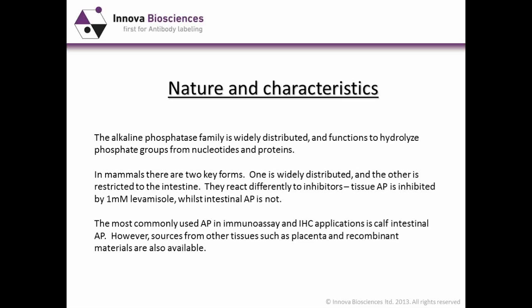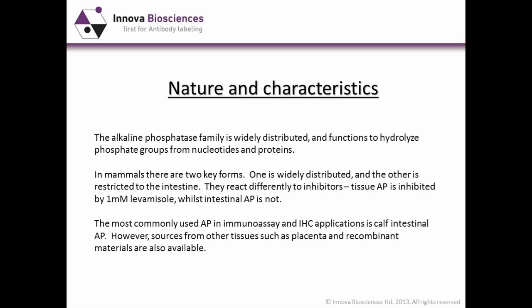In mammals, there are two key forms of alkaline phosphatase. One of them is very, very widely distributed in virtually all tissues, and the other is actually restricted to the intestine. The two different forms react differently to inhibitors. Tissue alkaline phosphatase is actually inhibited by 1 millimolar levamisole, whilst intestinal alkaline phosphatase is not. That's actually very useful, especially in immunohistology reactions, where you can use the different inhibition to block endogenous alkaline phosphatase activity.